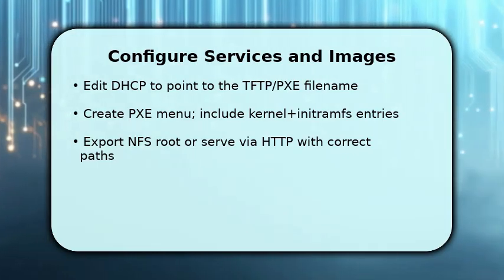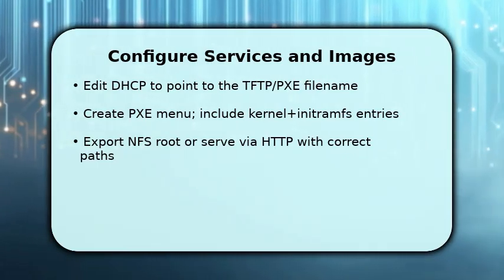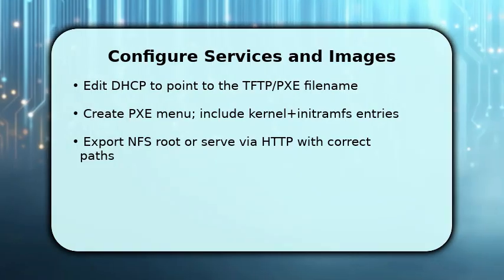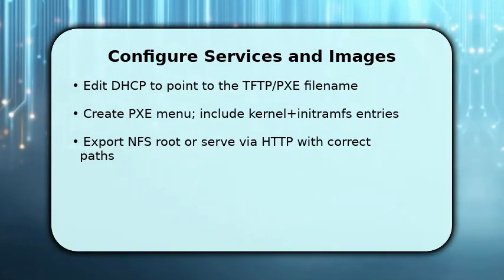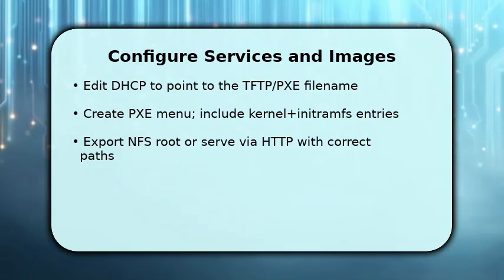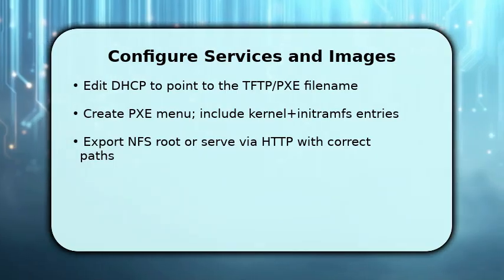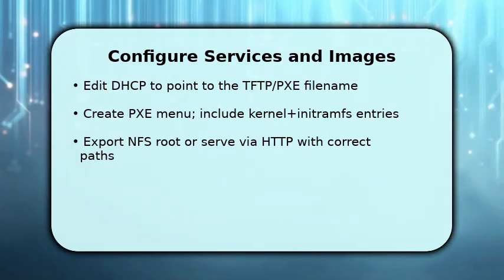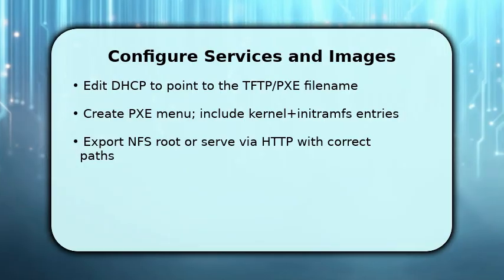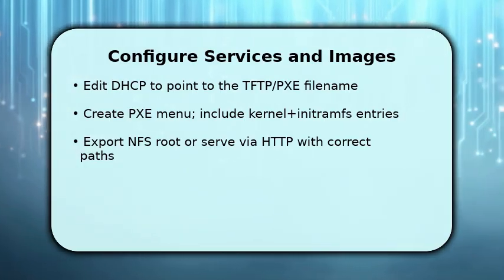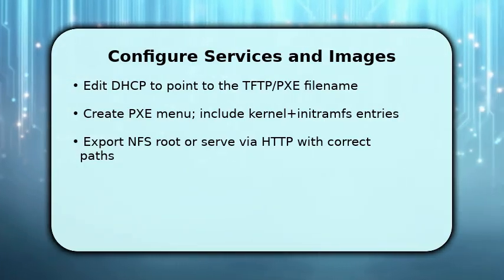Edit DHCP to supply the TFTP server IP and the PXE file name. This tells the client where to fetch the bootloader. Configure the TFTP server root and create a PXE menu that references kernel and initramfs paths. Export the NFS routes or set up an HTTP tree for netboot. Make sure file ownership and SELinux contexts permit access.